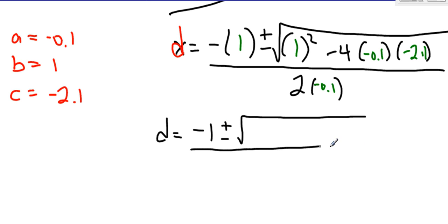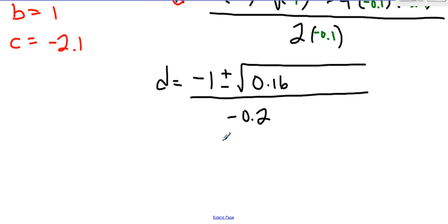So again, negative 1 is negative 1. Down here, that's negative 0.2. And in my calculator, I'll do this math, 1 squared minus 4 times negative 0.1 times negative 2.1. So this bracket becomes 0.16. And at this point, I'll split into two distinct answers.